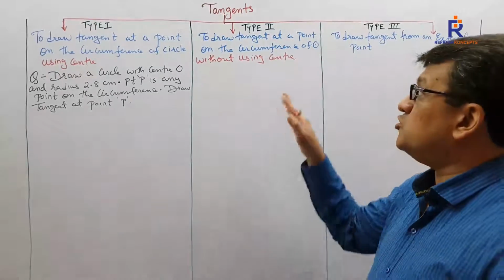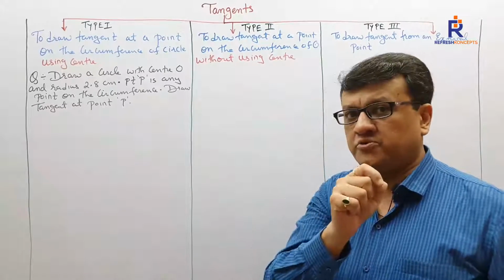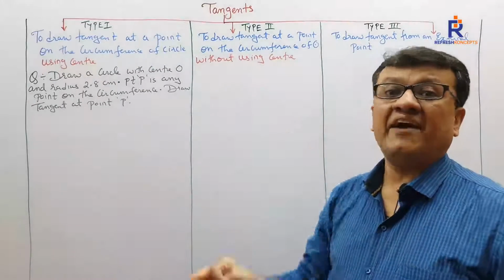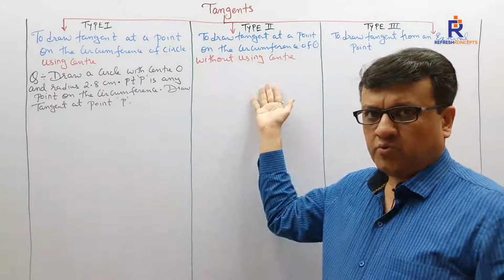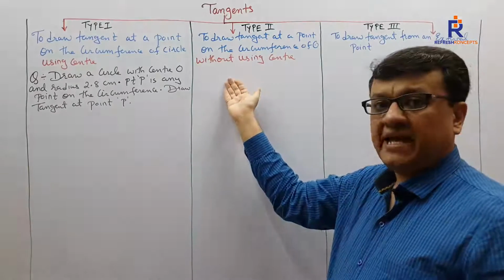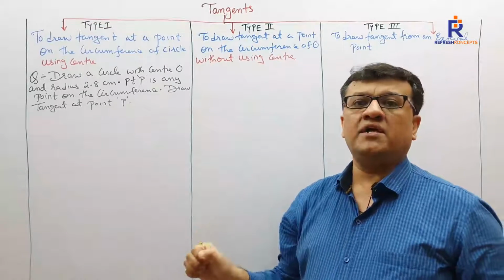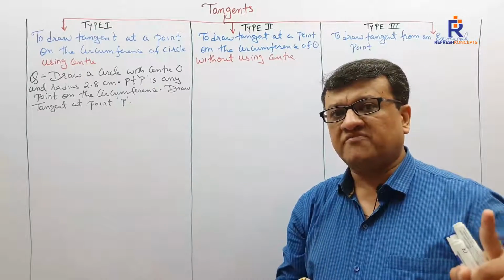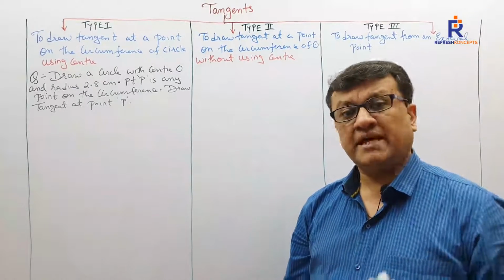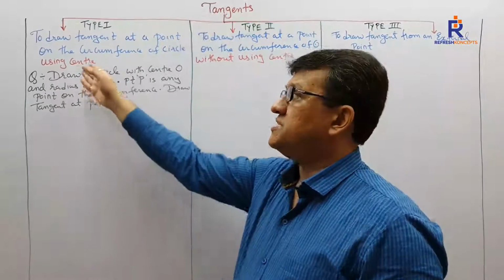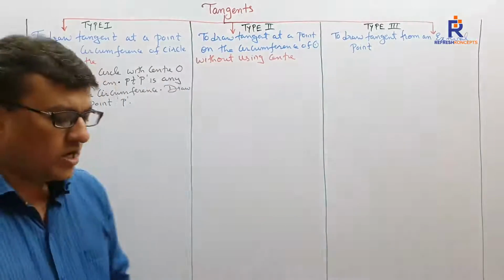If the syllabus or the board wants you to do type 2, they have to mention without using center. Or, as I stated, there is one more thing to differentiate. If that is there, then and only then go for type 2. Otherwise, by default, if you want a tangent on the circumference of the circle, it has to be type 1, whether they say using center or they don't. Are we good to go? Let's start. So how do we go for it?